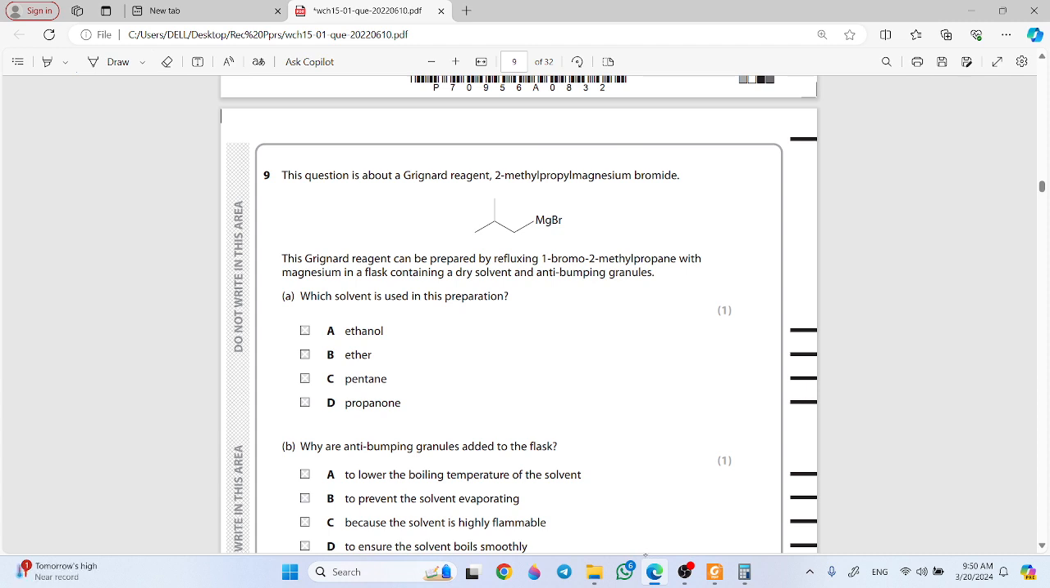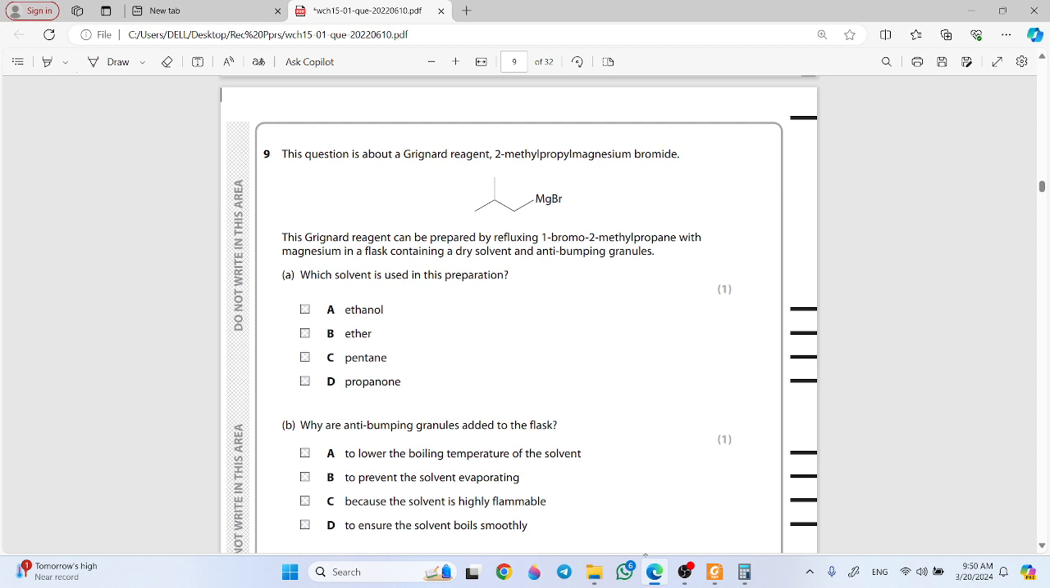Next one, making Grignard reagent, right? So when Grignard reagent is made, we have to use this sort of MgBr and we have to use dry ether. This is straight away answer. Which solvent is used in this preparation? That's ether only, right? So ninth one, answer is B, ether.